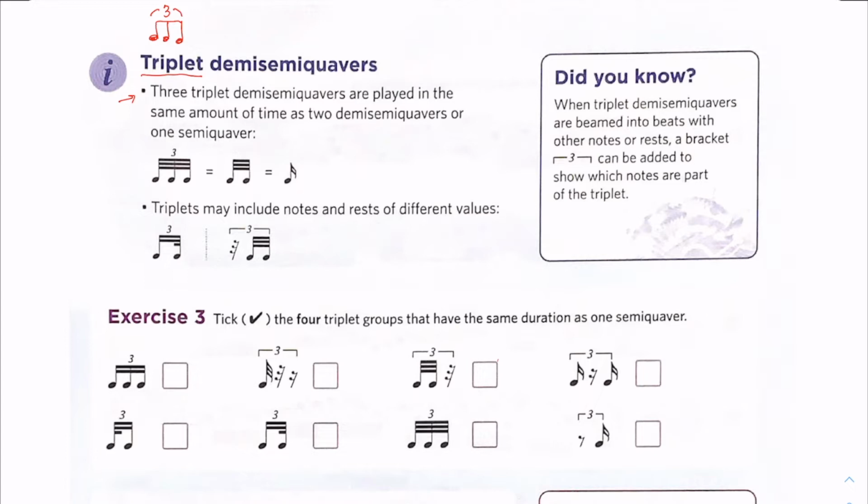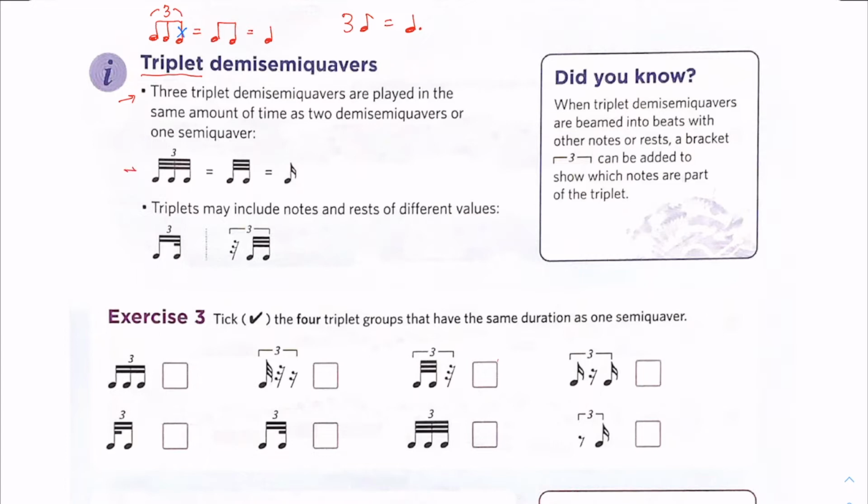A triplet will take up the same amount of time as 2 of the same notes. For example, here we have a set of 3 quavers. So normally 3 quavers, right? 3 quavers has the value of 1 dotted crotchet. However, when you have 3 quavers as a triplet, it doesn't equal a dotted crotchet. It takes up the same time as only 2 quavers, which is the same as 1 crotchet. So whenever you see a triplet, there's another trick that you can do. You can just cross out one of the notes and you can see the actual time value of the notes.